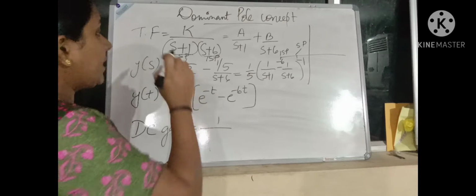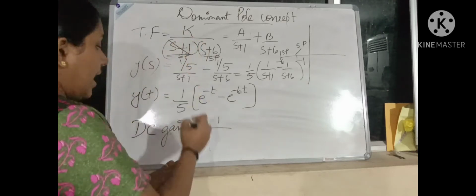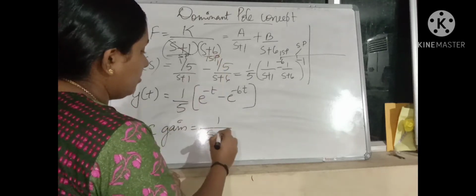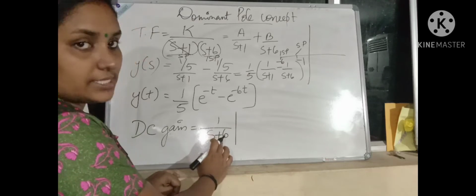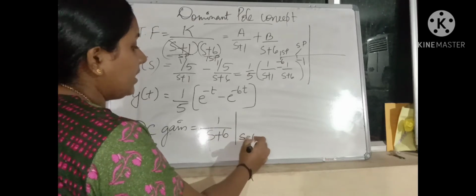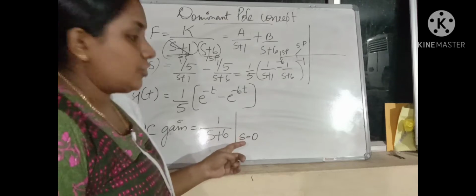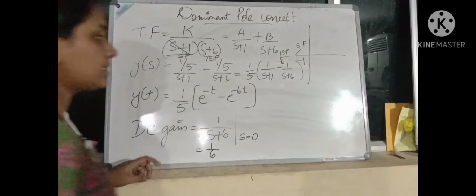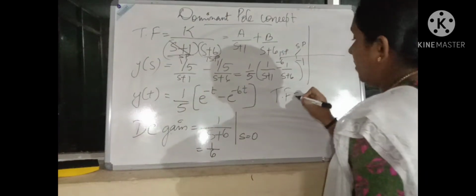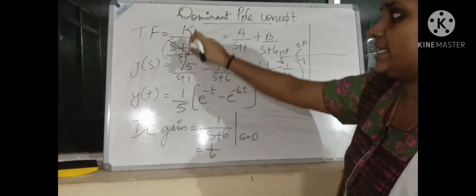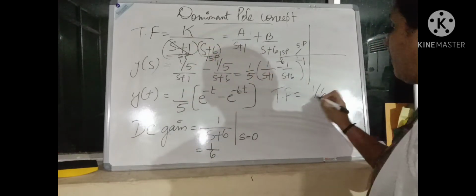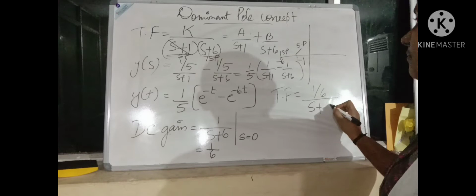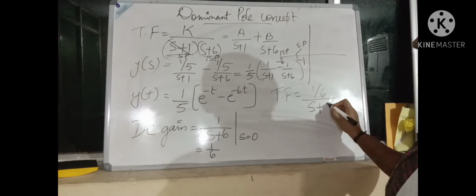Remember, we should not consider the significant pole while calculating the DC gain. So just consider s plus 6: 1 by (s plus 6) should be evaluated at s equal to 0, that is, s should be kept intact. That means s equal to 0. We get the DC gain as 1 by 6, and the transfer function will be equal to the DC gain as k, substituting the value 1 by 6, and the remaining part, that is the significant pole: 1 by 6 into 1 by (s plus 1).